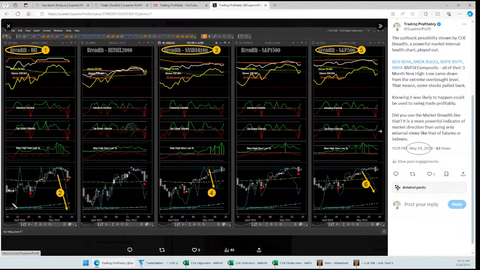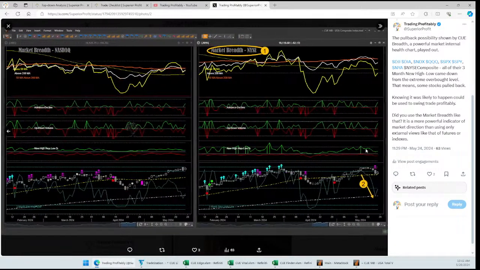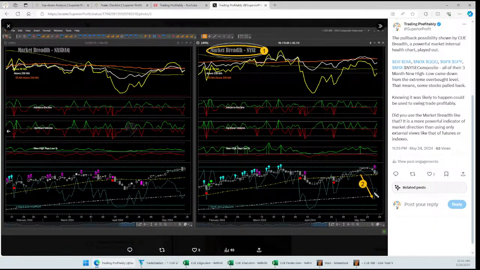Look at the 3-month new high low for those same indexes. For Dow Jones Industrials, from this very overbought condition, it sharply fell down. Nasdaq 100, very overbought condition, fell down, came to the mid level. S&P 500 from the extreme overbought level came to the mid level. And the last one that was too overbought, NYSE, from extreme overbought level came to the mid level. So once again, like clockwork, the 3-month new high low worked.